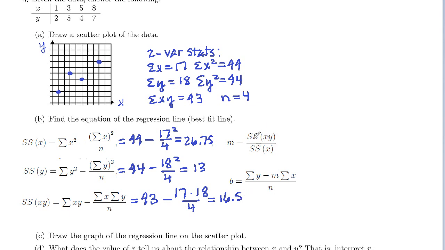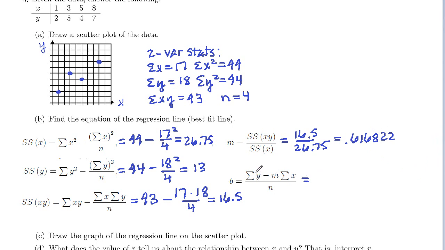So then our slope is the sum of squares of xy, which is the 16.5, divided by the sum of squares of x, which is the 26.75. And if you enter that into the calculator, you will get approximately 0.616822. Remember, don't round off until the very end because we need that to calculate our y-intercept b.